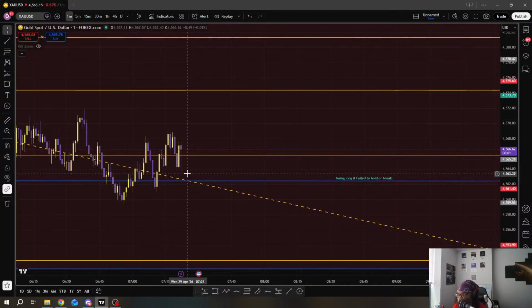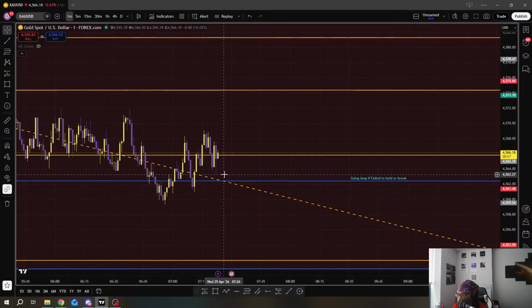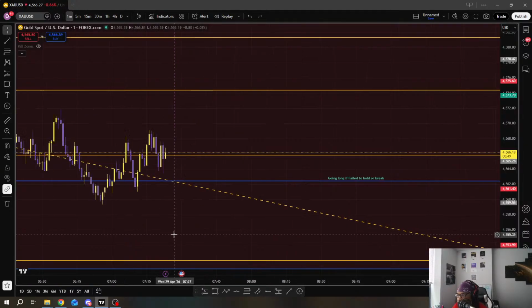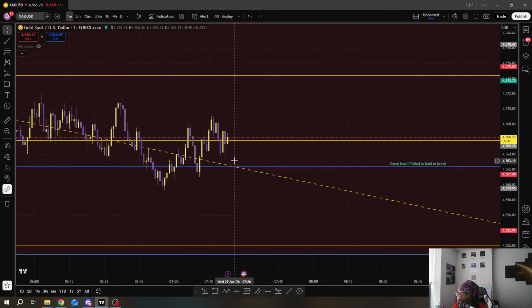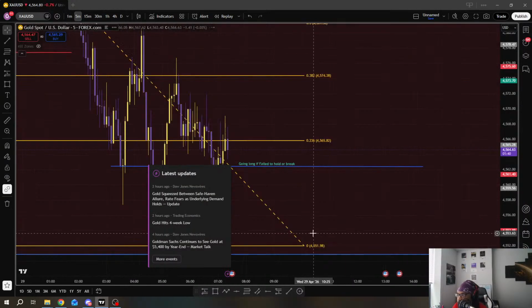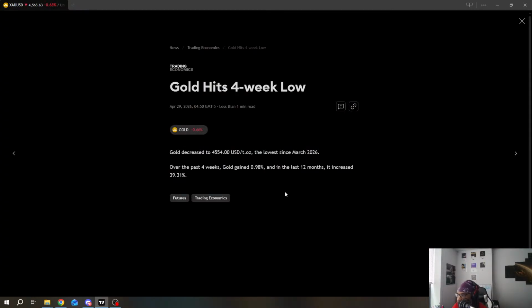Jeez, look at this. Oop. I ain't gonna lie, I missed that. That thing just spiked. I don't really like it. You see how price came down to my area? Look at this. Why is this tripping?